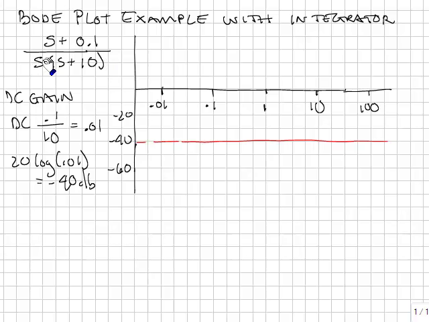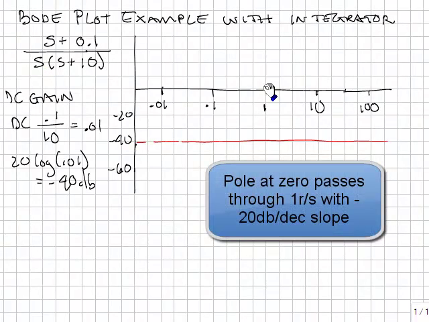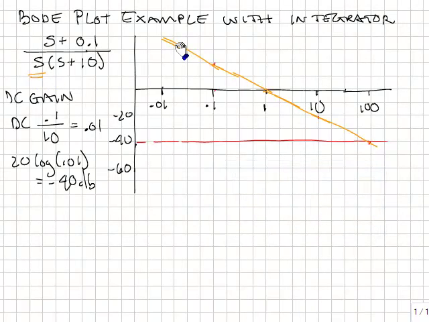Well, we have the 1 over s. That's 20 dB per decade. The orange line corresponds to a pole at 0. Notice that the pole at 0 keeps going up. It never levels off. And this is a log scale, so 0 on a log scale is infinitely far back. This is 0.01, 0.001, 0.0001, and so on. This keeps getting larger and larger.